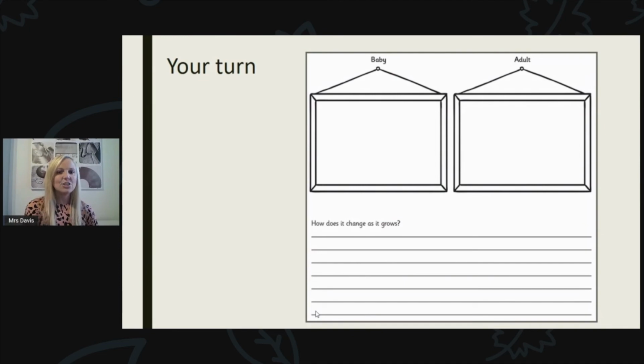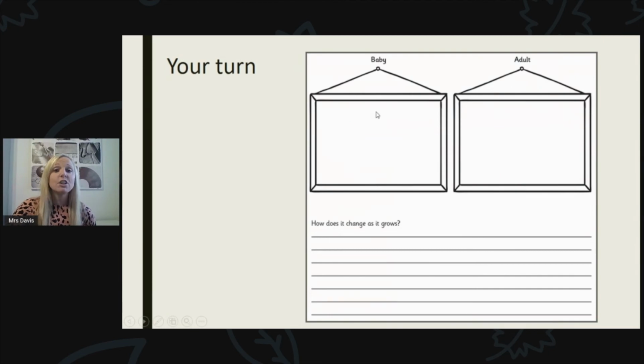Right, this is your turn now, guys. I would like, please, on your piece of paper or in your exercise book, for you to choose a baby animal that you would like to look at. You could choose one of the ones we've already looked at, or one of the examples, or you could choose a different animal completely. And I'd like you to draw it as a baby and then what it looks like as an adult.